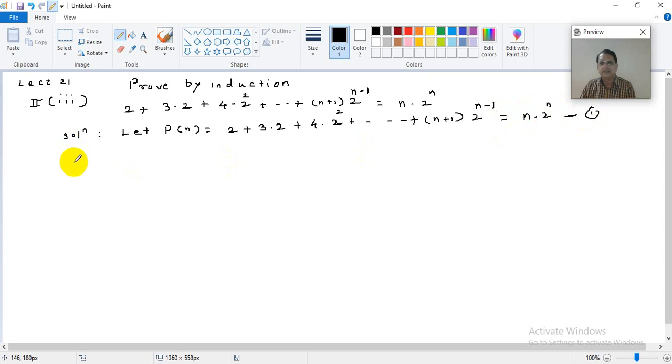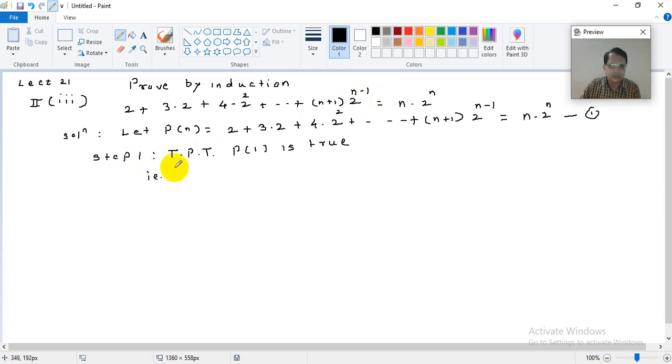Now you know induction method means you have to work on 3 different steps. Step 1 will be to prove that P1 is true. That means what? Here see, the left hand side is n plus 1. Whenever I am putting n is equal to 1, it will be 2 only. 1 plus 1, 2 into 2 raised to n minus 1, but n is 1, so this is 2 raised to 0. That means 1. So your left hand side will be just 2.